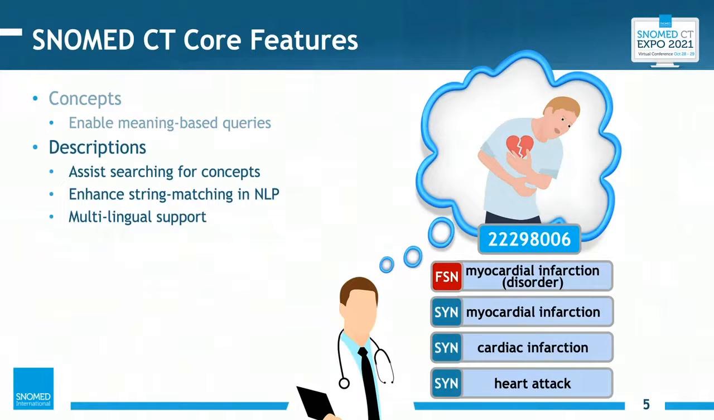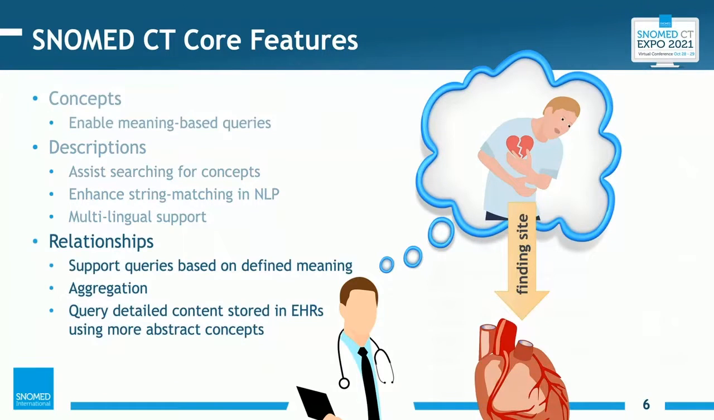SNOMED CT's descriptions help us to search for concepts by providing different ways of referring to each concept. This can enhance string matching in natural language processing tools and provide multilingual support for queries through translations. Lastly, SNOMED CT's relationships support queries that can use the definition of concepts, queries that require aggregation to be based on the meaning of the codes, and queries over the detailed content stored in EHRs using more abstract concepts.